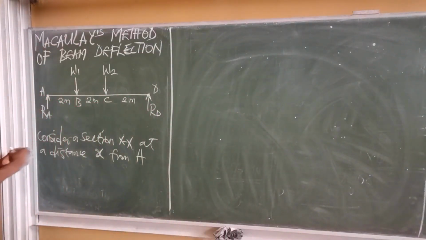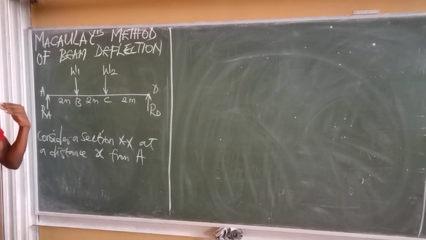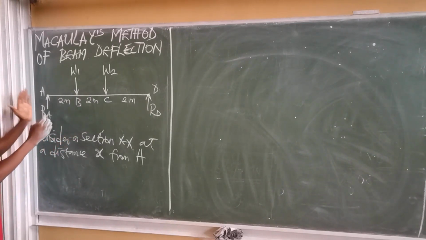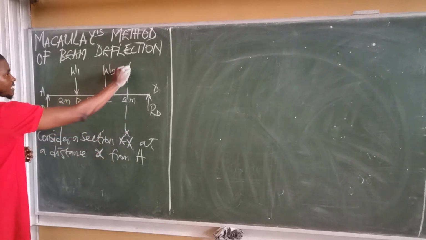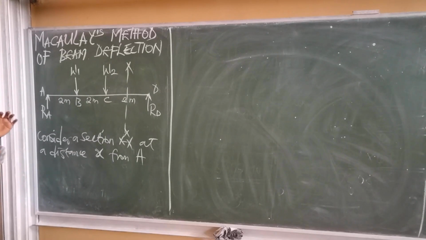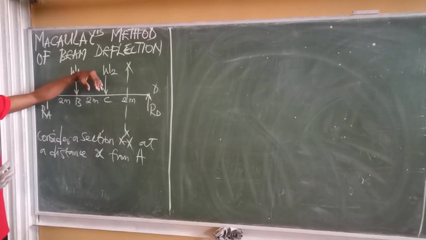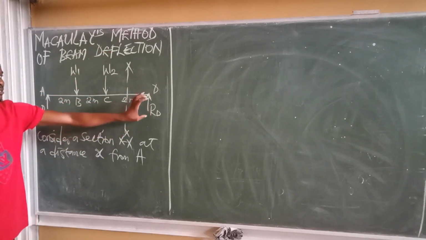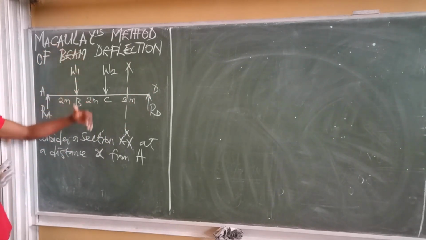We said take a section XX at a distance of X from A. If you're sectioning, section in such a way that the entire load on top of the beam is involved in the section. The final load we have there is W2. So I will section from point A to somewhere here, after this load. That means I cannot section above point D. This reaction here cannot be involved in the section. It must be the last load on top of the beam.